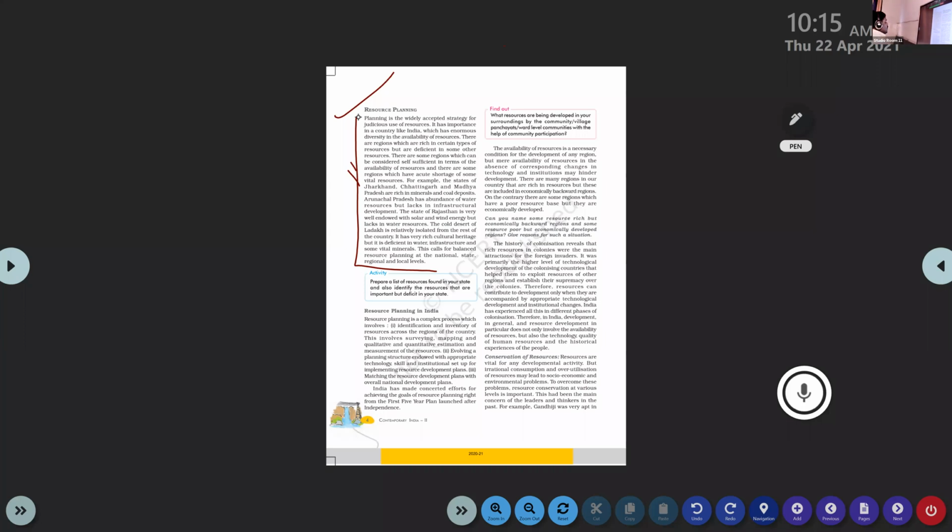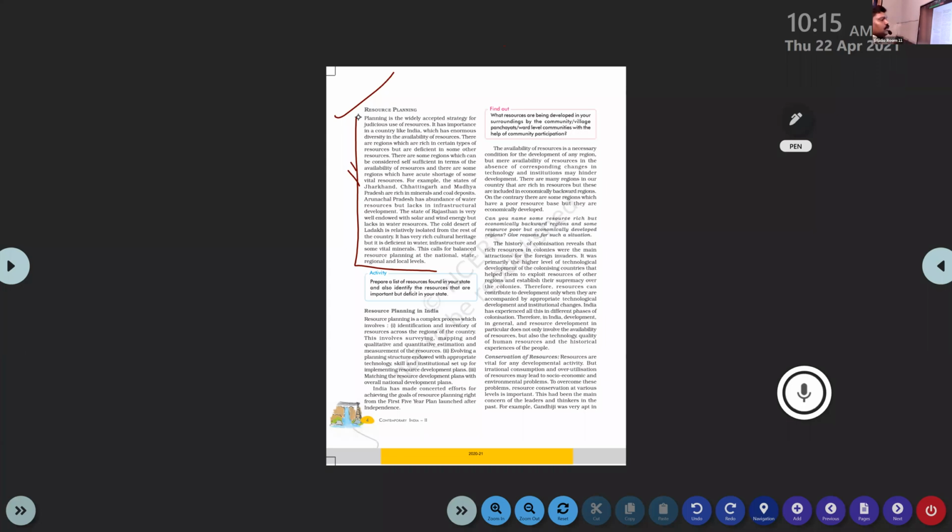Second one: evolving a planning structure endowed with appropriate technology, skill, and institutional setup for implementing resource development plans. Next step, read it again. Evolving a planning structure means creating a planning method, a planning strategy endowed with the appropriate technology. We have a plan, and to fulfill that, we want to go with the perfect technology. Technology should be there with us.